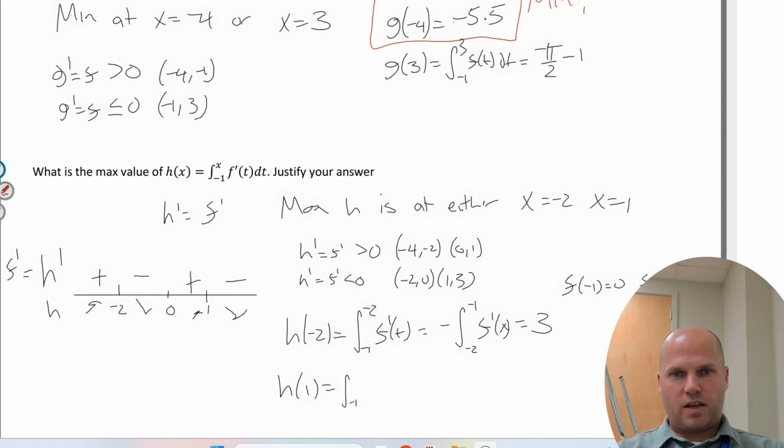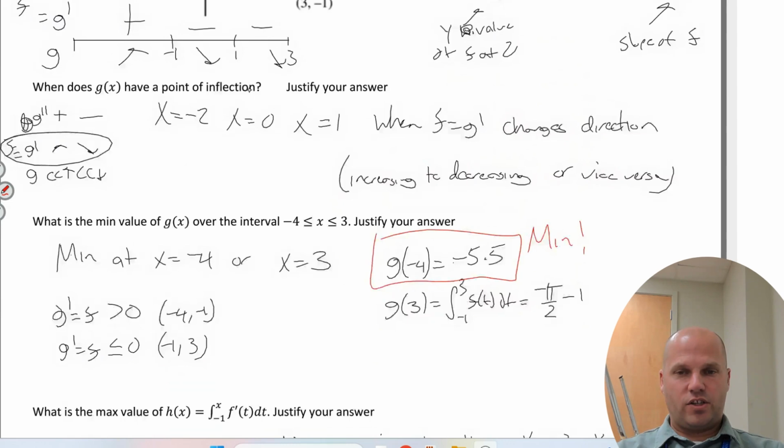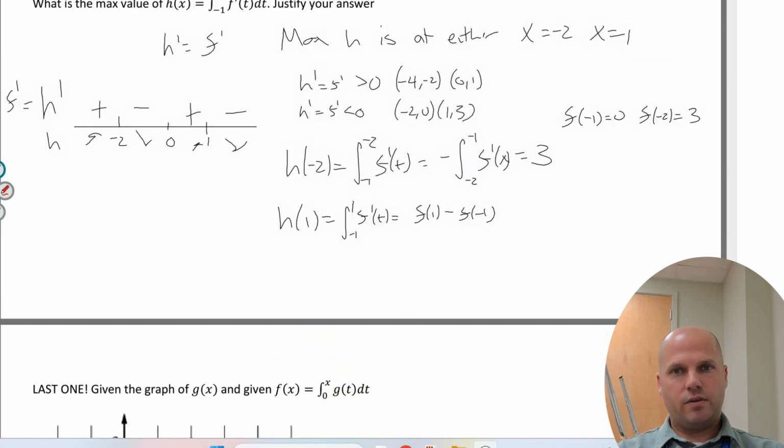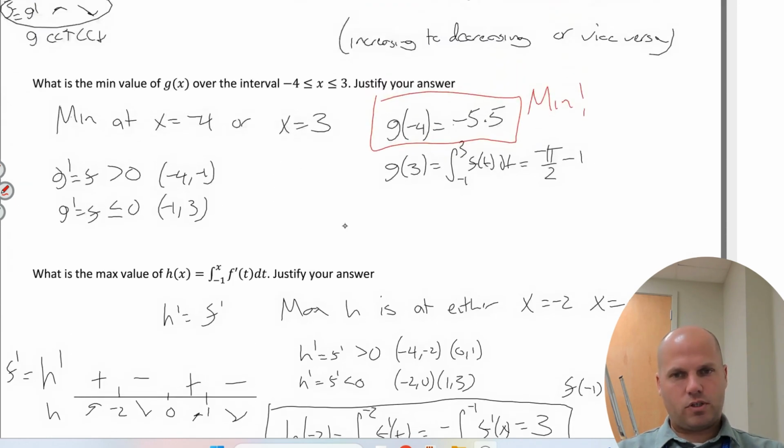Well, it would be the integral from negative 1 to 1 of f prime. It's probably easiest to do the displacement. f of 1 is 0. f of negative 1 is 0. So this is 0. So my max value is that. What a great question. I don't think I've ever done a question like that before. It works out nicely.